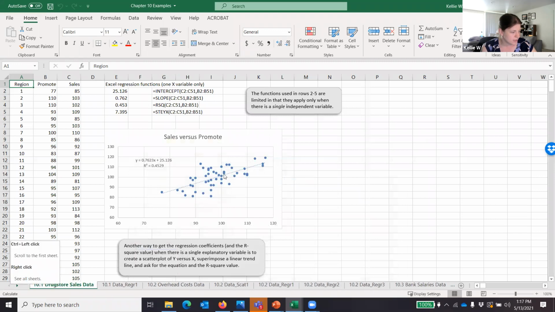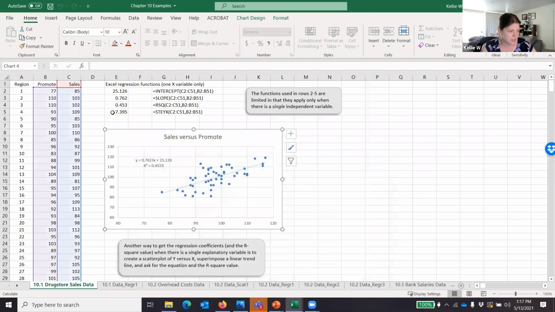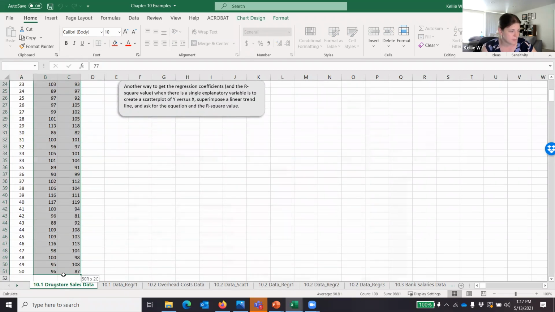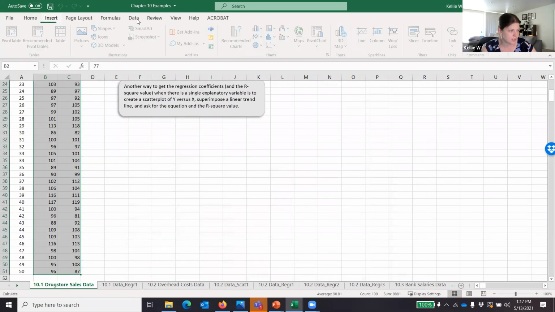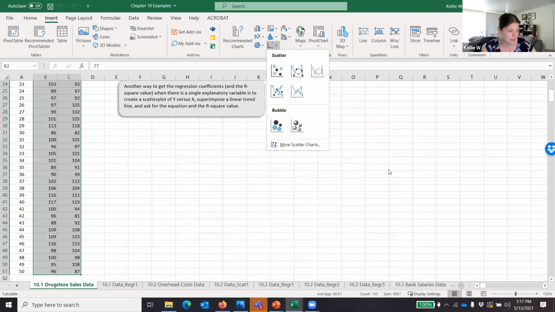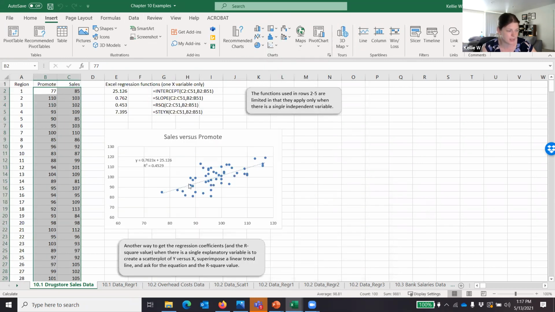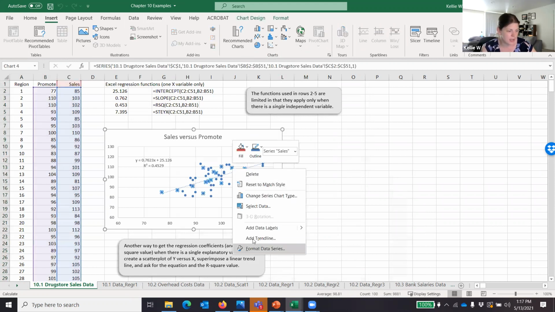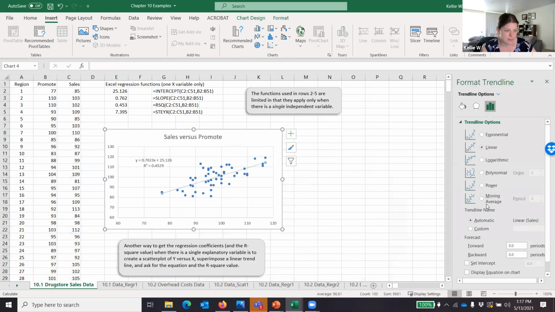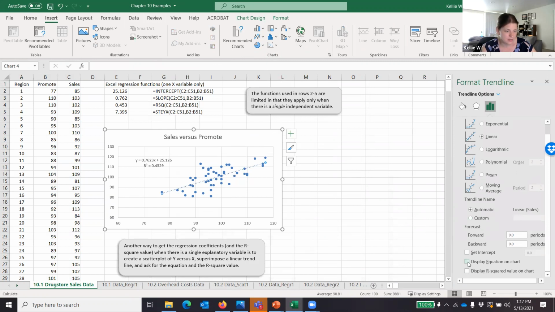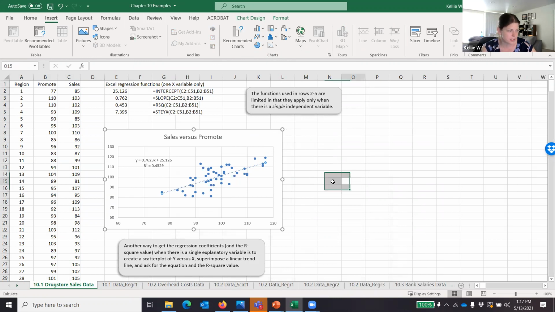All right, so this was our data. This was our initial scatter plot. If you remember, to generate it, we would insert scatter up here, and then we would tweak it a little bit to make it look nice. When we do that, we can then click on the data, add a trend line, and then select both display the equation and the R-squared value on the chart, which it's already done.